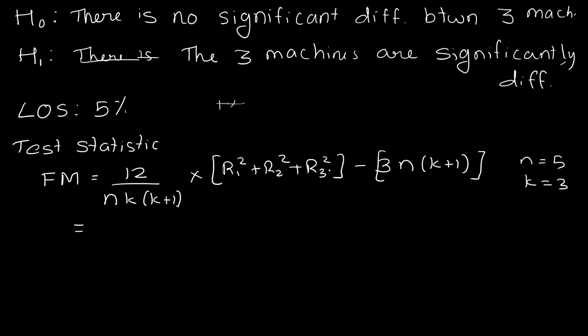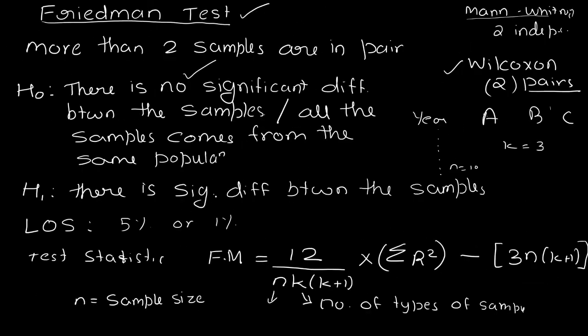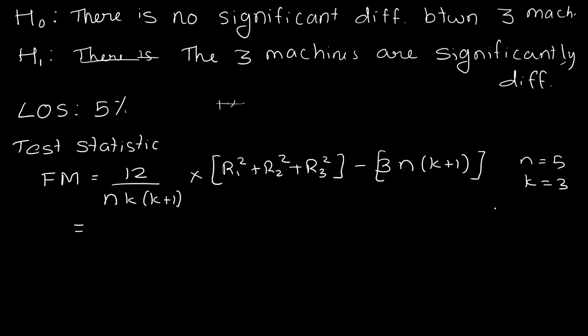Even have this R1 square, R2 square and R3 square. So I will just substitute. And again, don't get confused how this 12 has come. This 12 has come from the formula. It is a part of the formula. Okay. And yes, I forgot to mention here the degree of freedom in this case is k minus 1. Okay. So in this case, my degree of freedom will be k minus 1, that is 3 minus 1, that is 2.